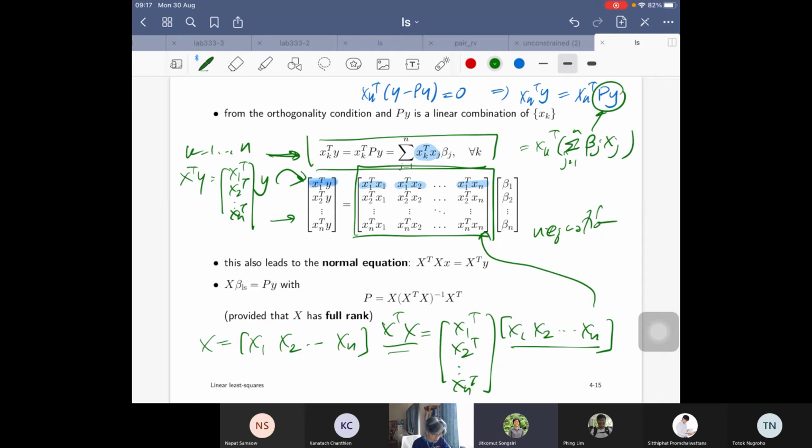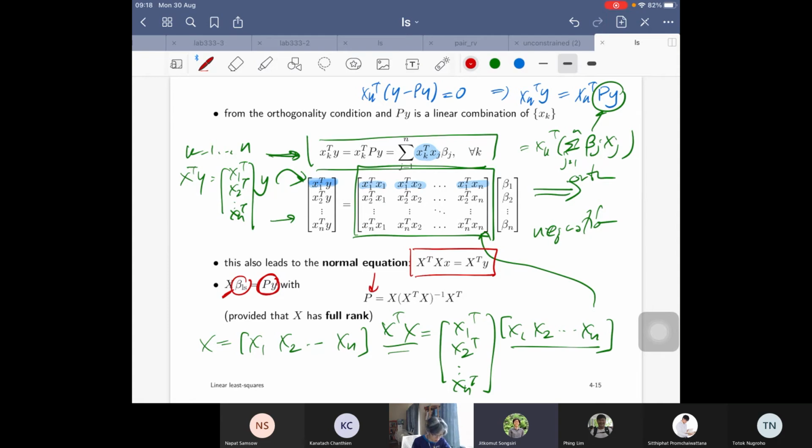Which means the condition we derive here from the orthogonal projection condition actually turns out to be the same as the normal equation. So when you get the linear least square solution and multiply with X, that is the projected vector given from the orthogonal condition. So your P is called the projection matrix.